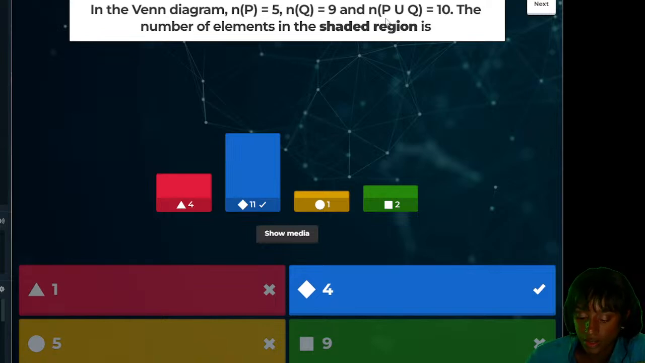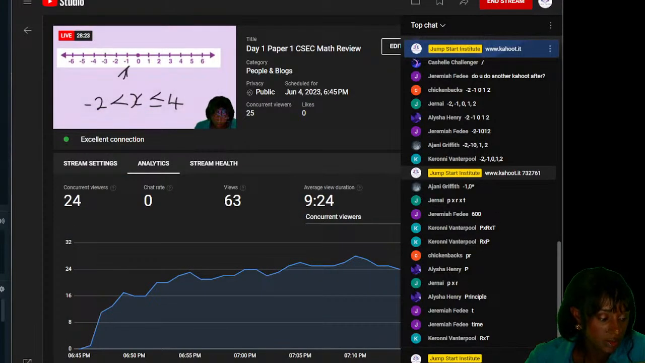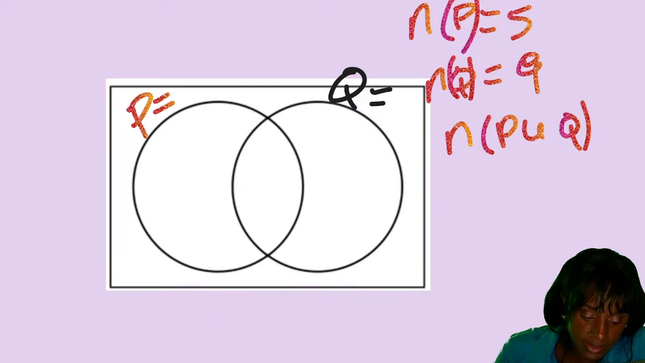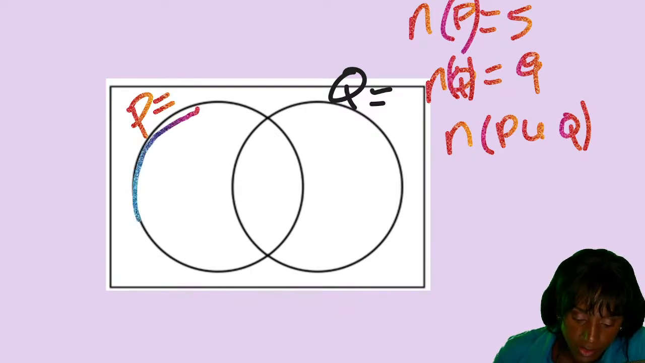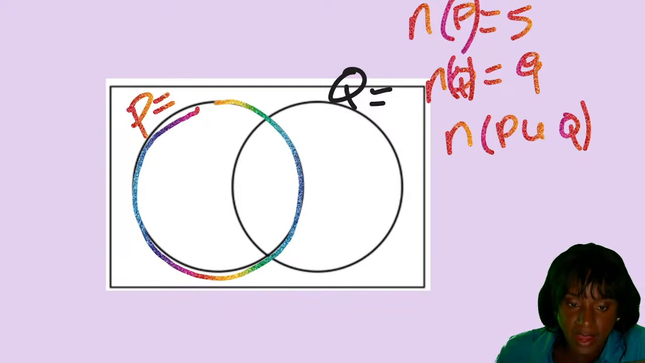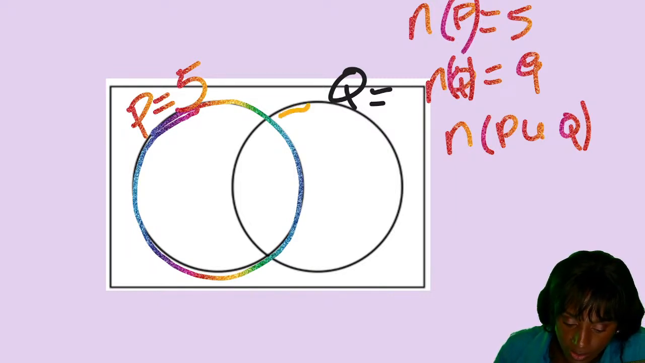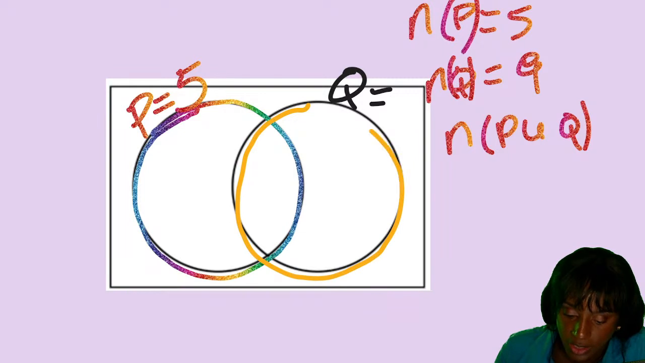Okay, so let's see here. A few persons got this incorrect. So the number of elements in P is equal to 5. So it means that in this entire circle here, we have 5 elements. Then it says that the number of elements in Q is equal to 9. So it means that in this entire yellow circle here, all the elements together would be 9.